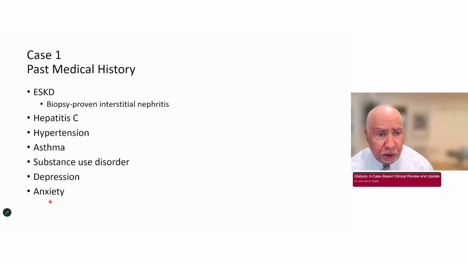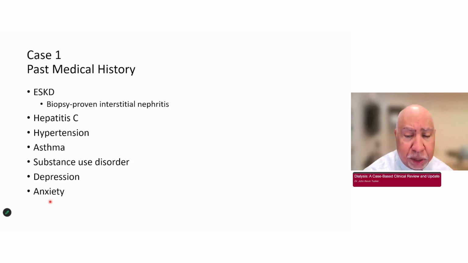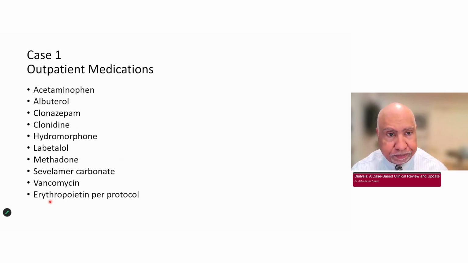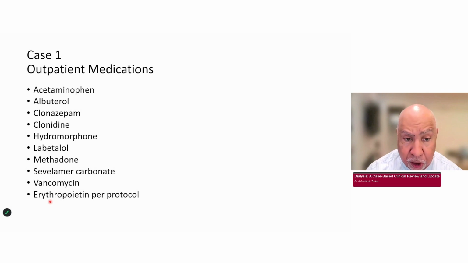His past history is notable for end-stage kidney disease due to biopsy-proven interstitial nephritis, hepatitis C, hypertension, asthma, substance use disorder, depression, and anxiety. His medications included antihypertensive medications, narcotics for his chronic pain, sevelamer, vancomycin, and erythropoietin.